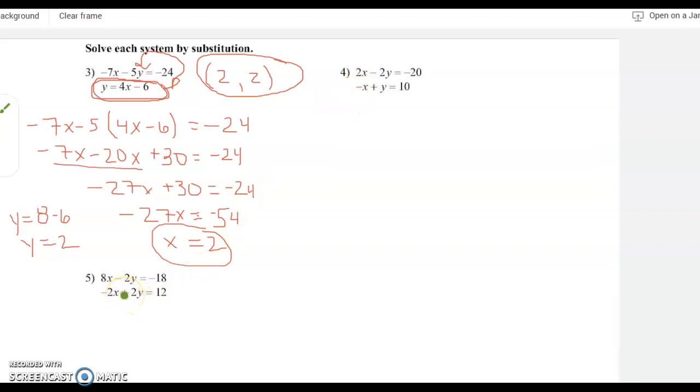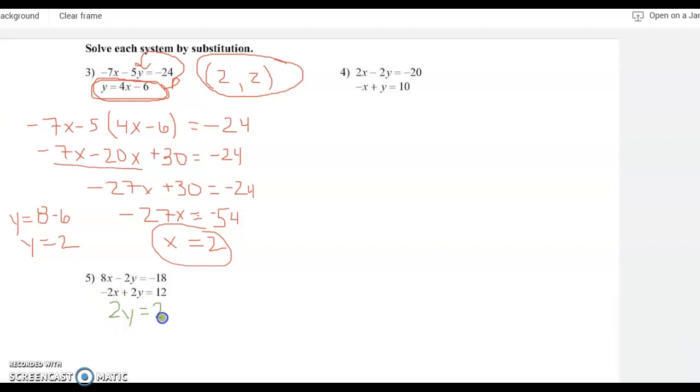Down here on 5, similar, I'm just going to have to make a better decision. I don't want to solve the top one for x because I'd have to divide by 8, and that's going to create fractions. Solving the top or bottom one for y or the bottom one for x would be fine because I divide by 2, and that's not going to create fractions. So I'm going to go ahead and solve the bottom one for y, just because I like to solve for y because it's in slope-intercept form.